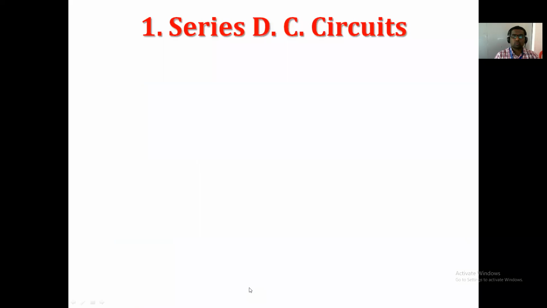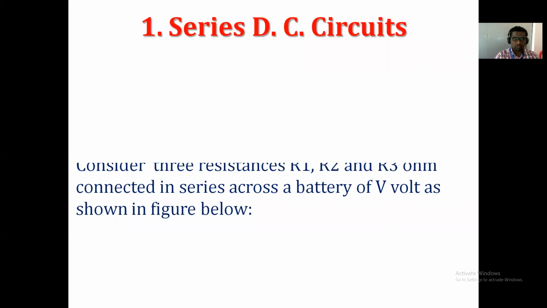The same things we are now going to discuss in detail. So let's start to discuss the series DC circuit. The questions that come to your mind are: when we say resistances are connected in series, how can the resistances be connected in series, what are the properties of the series circuit, and what are the applications of series circuits. Definitely you will get the answers to all these questions through this discussion. So just concentrate on it.